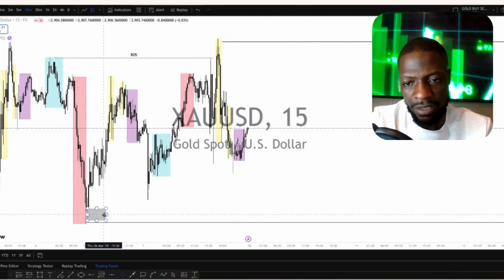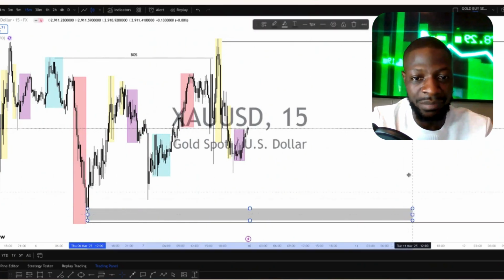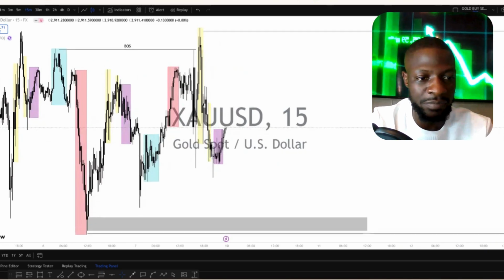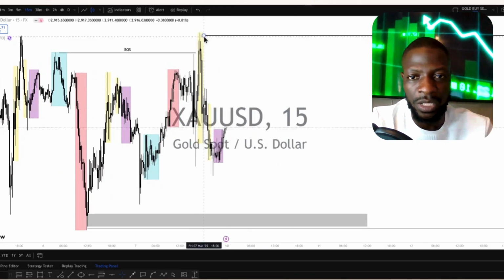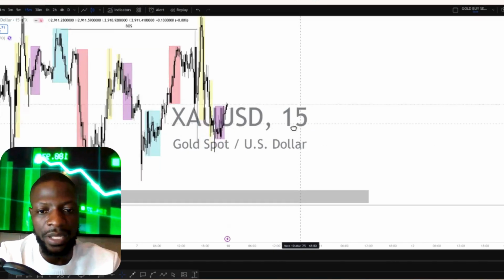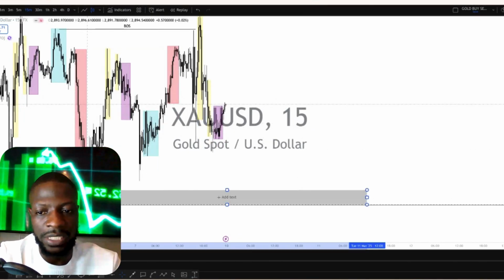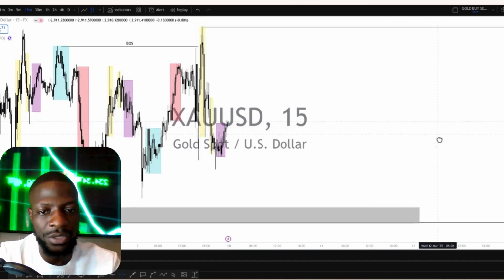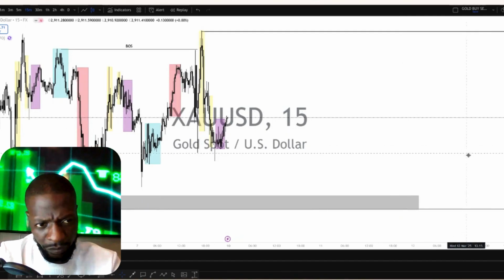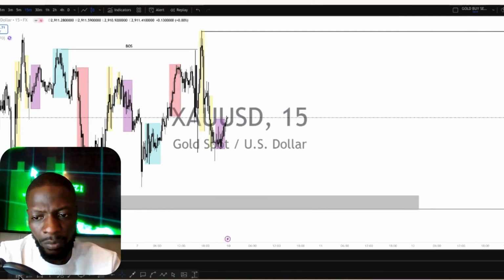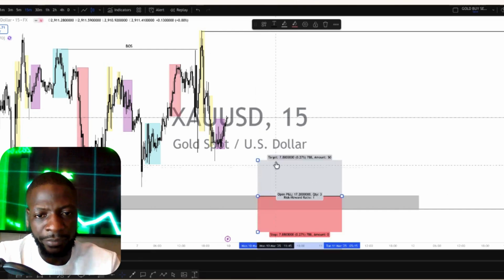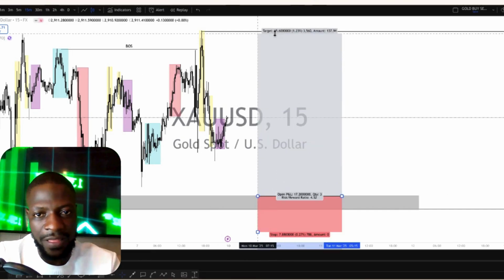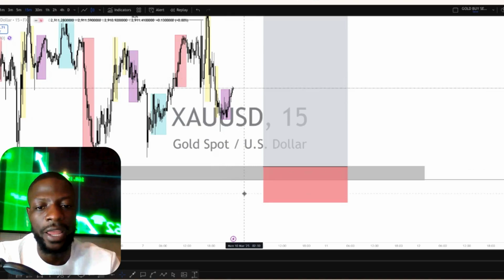So as you see, this level is fresh. It hasn't been touched yet. So that is pretty important. So that will be our target. And then we can just extend this to make this our low and everything else. So you can see from here, our goal will be to actually buy from here and then to target these highs right there.